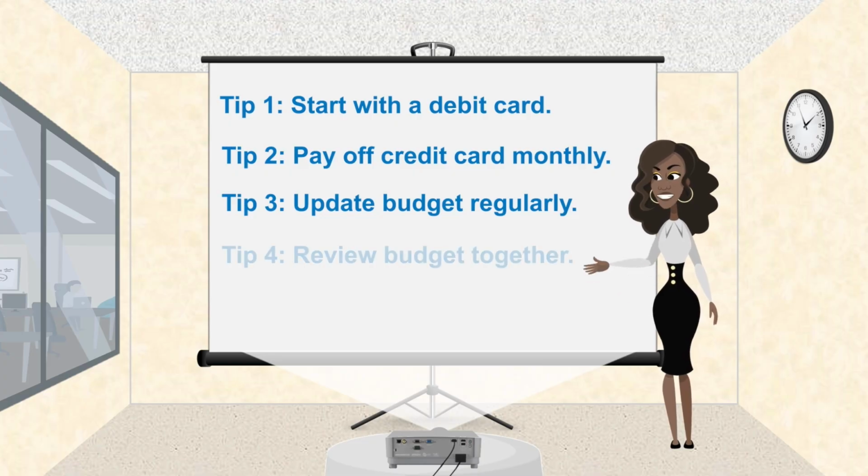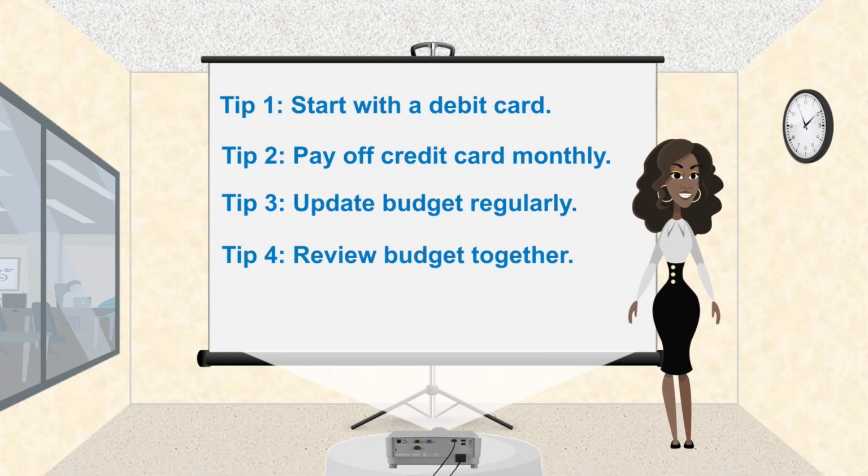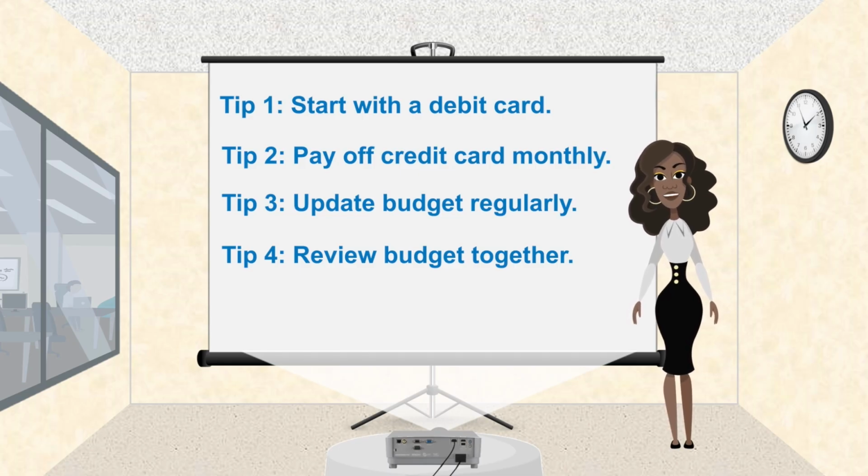Tip number 4 is that everyone who is spending money from the same bank account needs to review and update the budget together. Managing finances for 2 or more people who are using the money is not a one-person job. It helps to discuss and reach a consensus on purchases before the purchases take place.